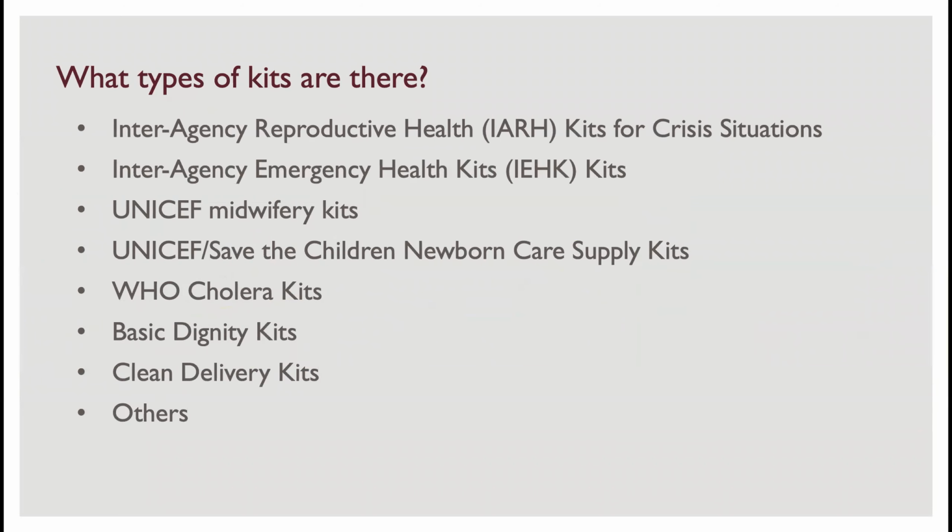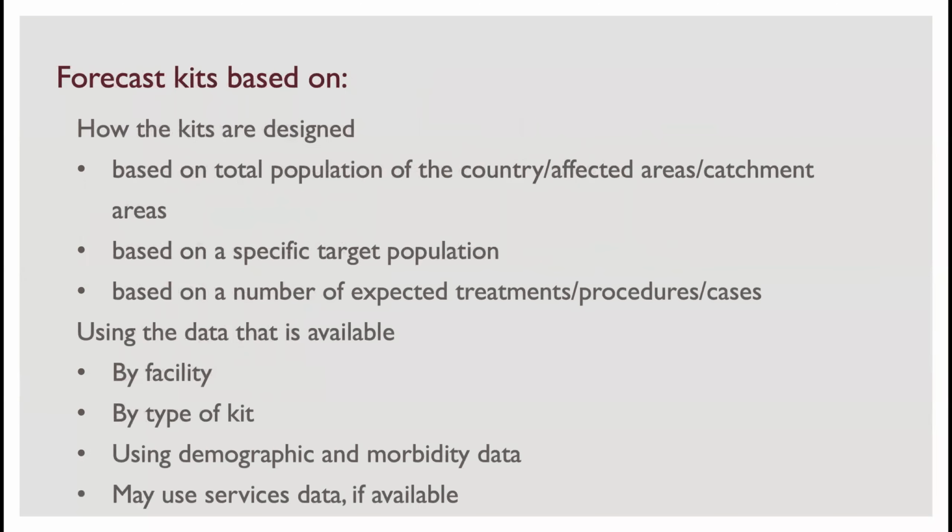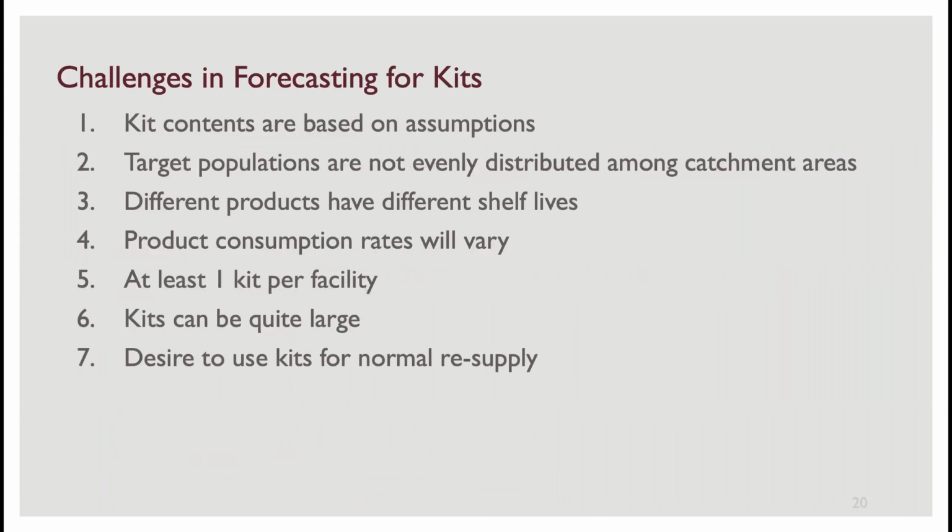During the part 2 webinar, we looked at some of the different types of kits, examples of which are shown here. We also discussed how we will likely be doing our forecasts for kits based on how the kits are designed: for a specific target population, or for an expected number of cases or treatments or procedures. We also looked at a variety of challenges that we might face when forecasting for kits. Those are listed here, and you can get the details from the webinar recording.